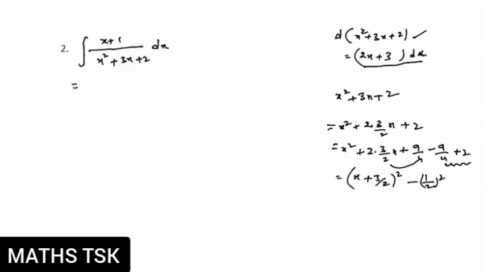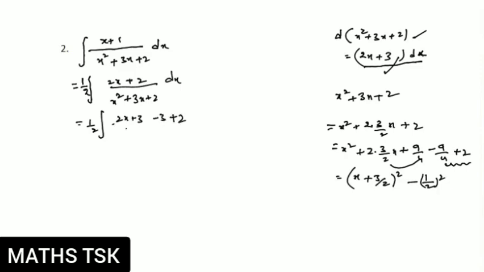This is equal to integration of, here x coefficient is 2, so I multiply and divide with the 2. This becomes 2x plus 2 by x square plus 3x plus 2 into dx, right? Next again 1 by 2 into, add and subtract, so 2x plus 3 is there here, so add 3, 2x plus 3 minus 3 plus 2 by x square plus 3x plus 2 into dx, right?